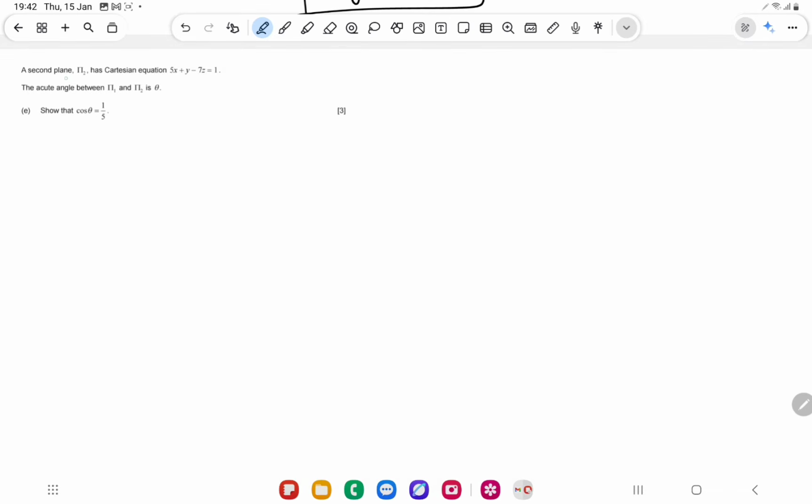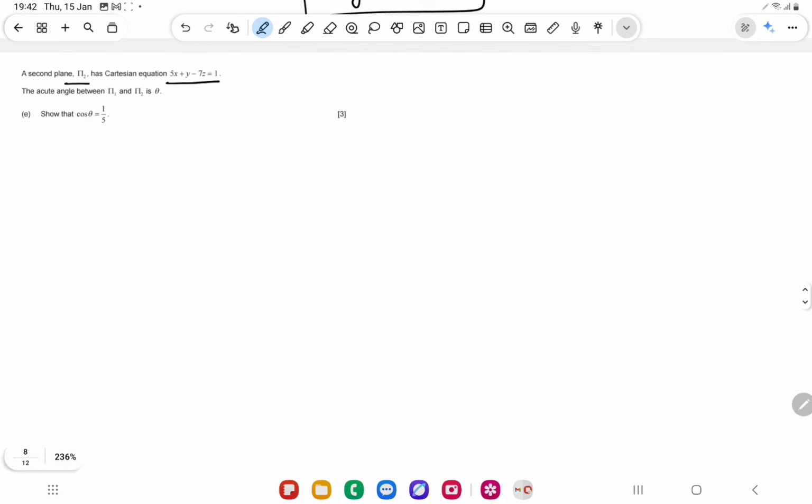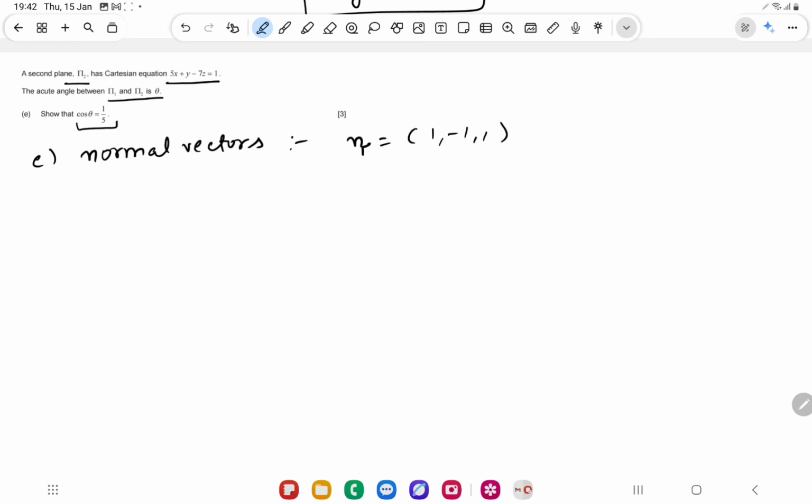Now in this part we have another plane pi 2 having Cartesian equation like this. The acute angle between pi 1 and pi 2 is theta. Now we have to show that cos theta is 1 by 5. To solve this, first of all we need the normal vectors, which are n1, you can see from the first part as 1, minus 1, 1, and n2, you can see from this Cartesian plane as 5, 1, minus 7. Now we have to find the angle, therefore we can use the dot product.